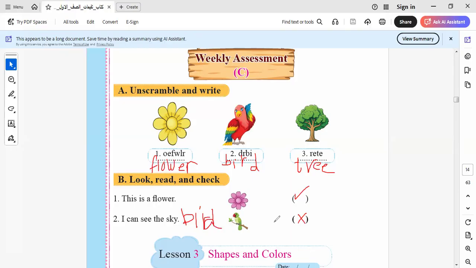So I make wrong here. Bird written like this. I have a mistake here. Bird written like this. Okay, it's called bird. So this is bird, not what? Not sky. Let's go to another item here on the next lesson.